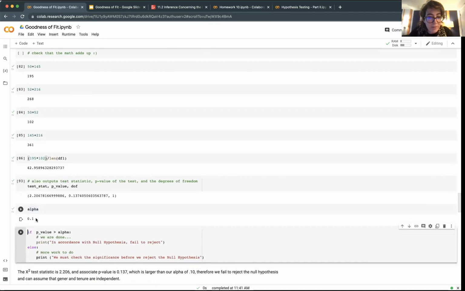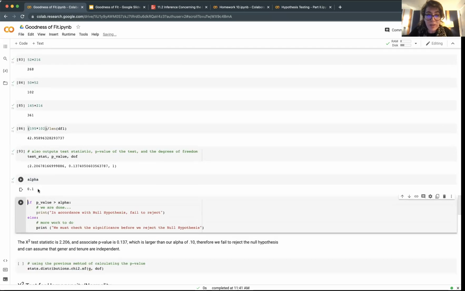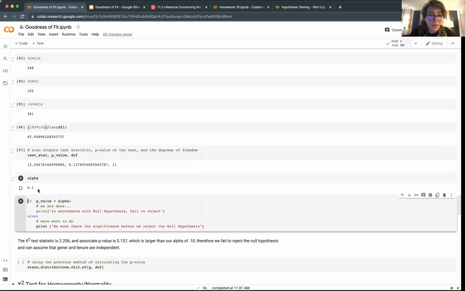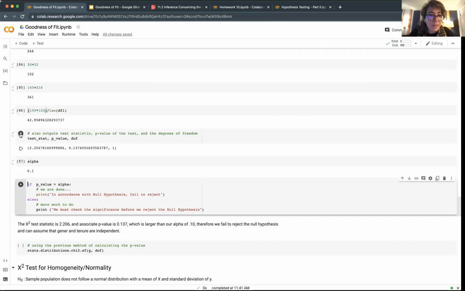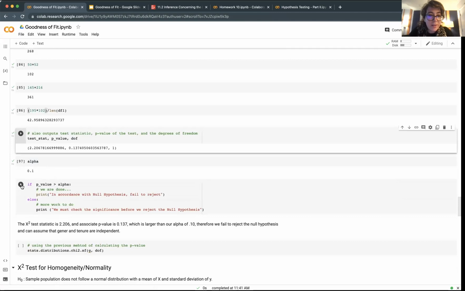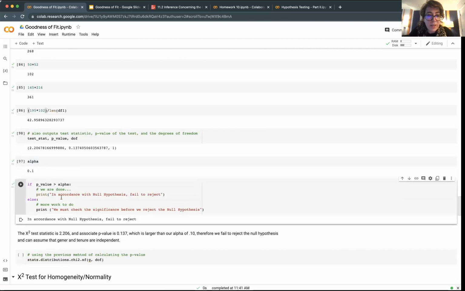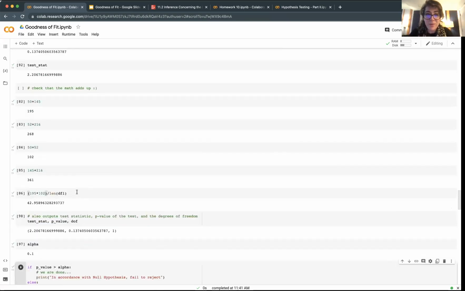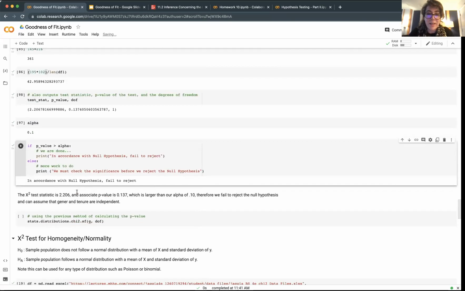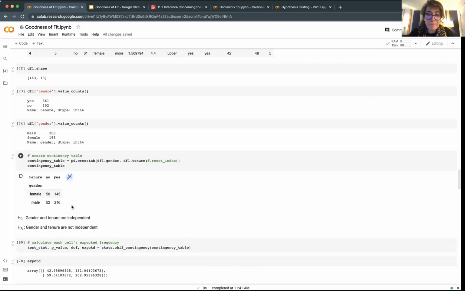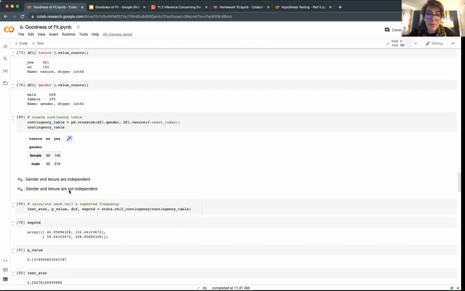So now our value of alpha is 0.1, or we're looking at like 90% of the area under the curve. But our p-value here that we calculated is greater than what we would need to be in that tail. So therefore, this value fell within that 90% of values. So we can't say that there is any type of dependence between these two things.